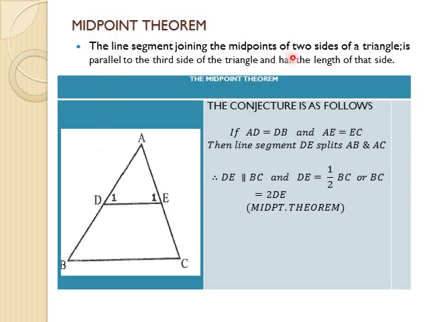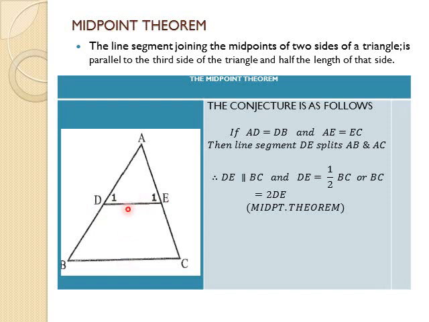The line segment joining the midpoints of two sides of a triangle, you see the line segment DE, is parallel to the third side of the triangle, and half the length of that side. So the midpoint theorem conjecture is as follows. If AD equals DB and AE equals EC, so those two sides are equal to each other and those two are equal to each other, then the line segment DE splits AB, the long side, and AC. Therefore, we can conclude that line DE must be parallel to line BC.